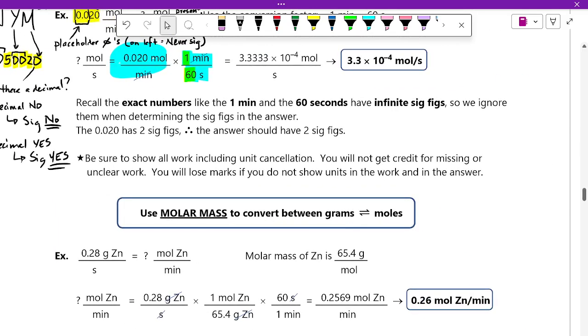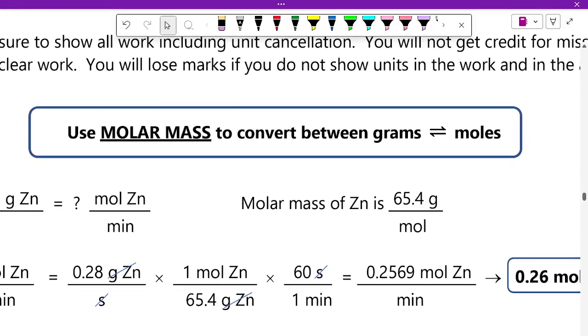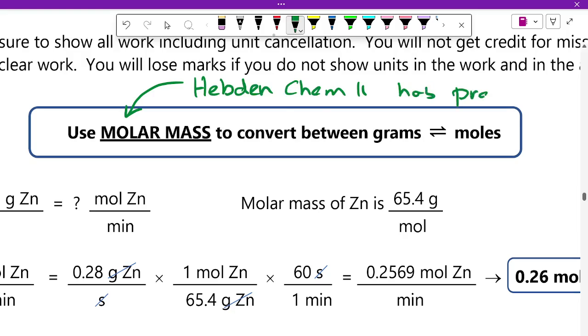You guys are good with converting grams to moles and moles to grams? Yes? Wait, no? Okay, if you have forgotten, again, Hebden Chemistry 11 has practice. I'm not going to spend class time on it other than to say that when you calculate the molar mass, the molar mass is calculated from values on the periodic table.